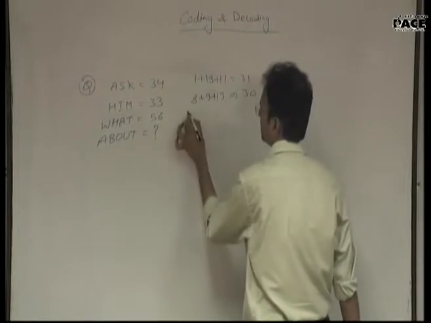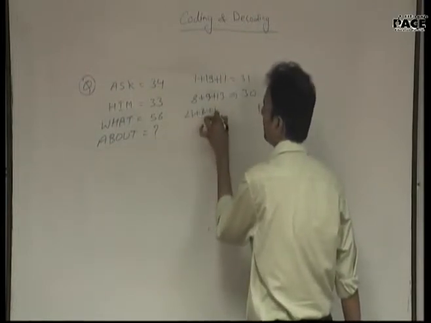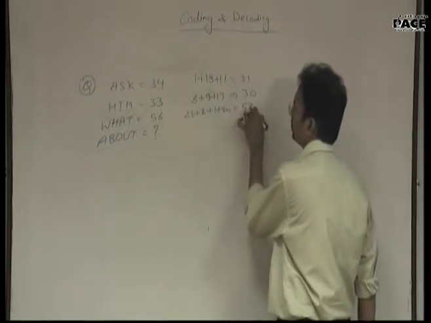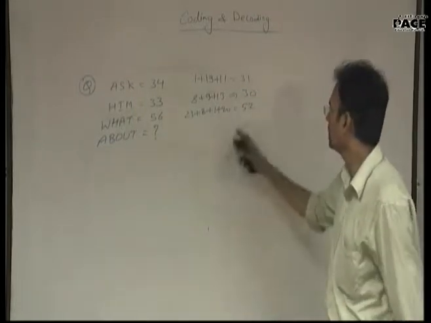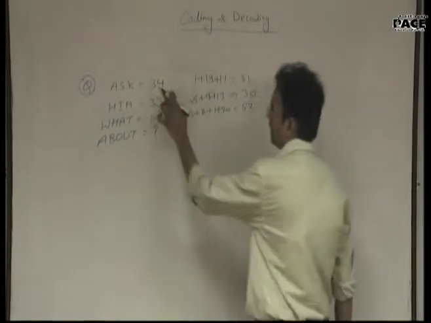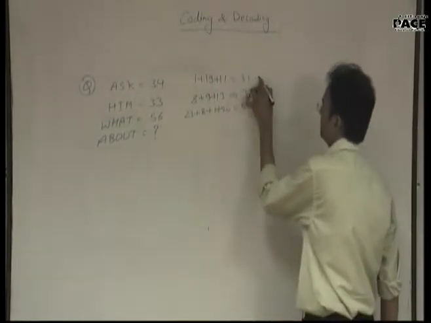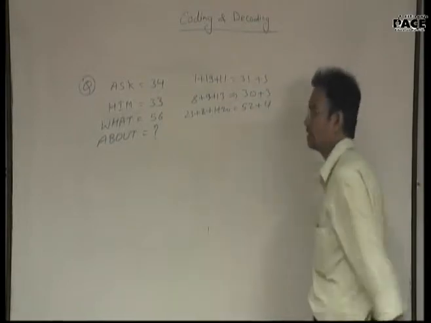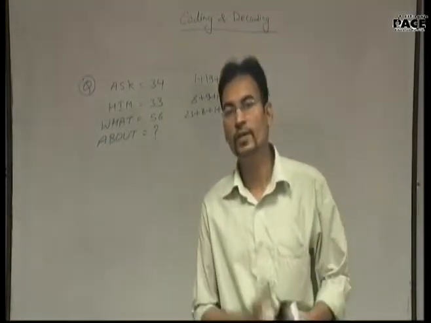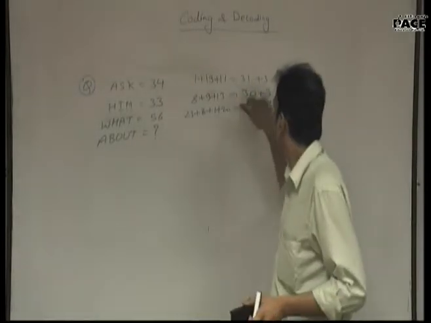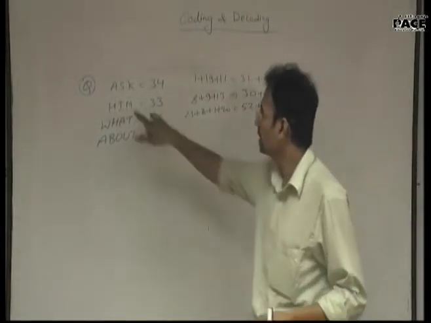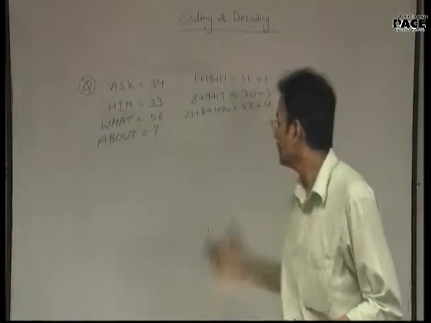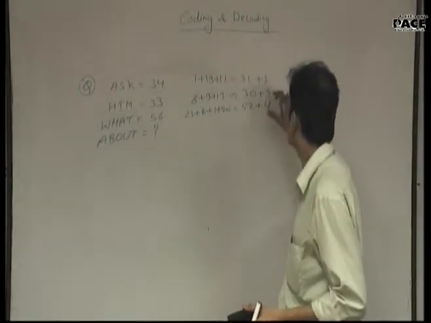Here, 23 plus 8 plus 1 plus 20, 52. Now, what we observe is that it is 34, 3 more than this. It is 33, 3 more than this, and it is 56, 4 more than this. So what we conclude is that 3, 3 and 4 give us the number of letters we have in the question. So we are adding that digit here.